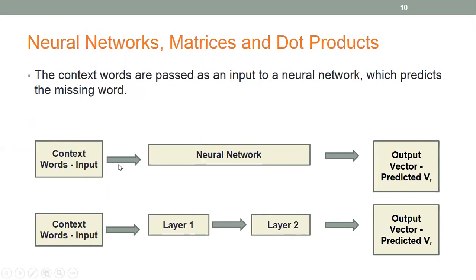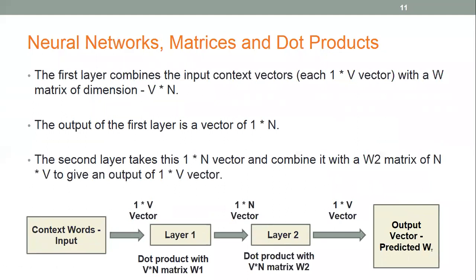at the end should be. So the context words are passed as an input to layer 1, which has a dot product with a V by N matrix W1, which is the layer 1 weight matrix. It creates a vector of 1 by N. This 1 by N vector is passed to layer 2, which again has a dot product with an N by V matrix. There is a typo here. It should be an N by V matrix W2, and it creates a 1 by V vector again.